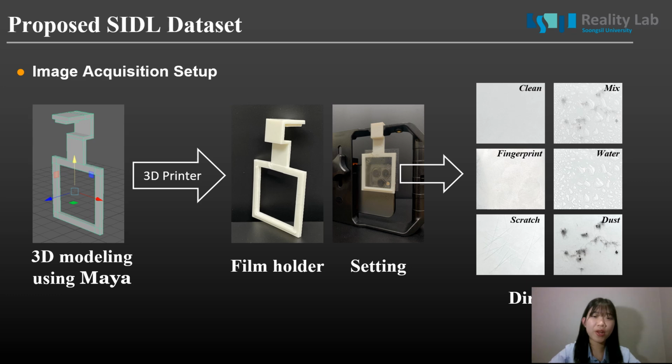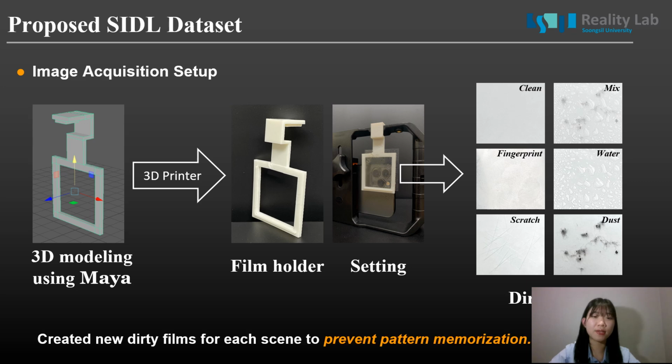To simulate real-world lens contamination, we created various dirty films including dust, fingerprints, water drops, and scratches. Additionally, we combined different types of degradations to create mixed patterns that better represent real-world scenarios. Furthermore, reusing dirty films for multiple scenes could lead to models memorizing specific patterns. To prevent this, we captured new dirty films for each scene.